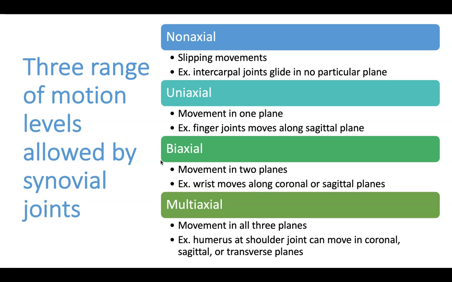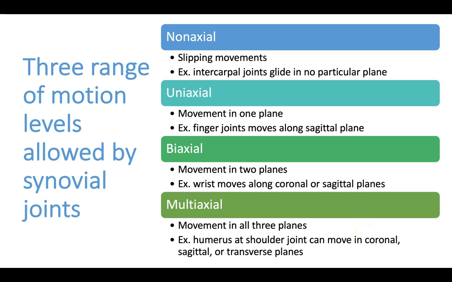A wrist is a great example of that. Again, in anatomical position, we can abduct or adduct the wrist, and we can flex or extend the wrist. So we can move it along the coronal plane or the sagittal plane. Multiaxial means movement in all 3 planes. Really, there are 2 joints that allow this, the shoulder joint and the hip joint. These are joints that can allow movement in the coronal, sagittal, or transverse planes. So we can get abduction, adduction, flexion, extension, as well as things like circumduction.